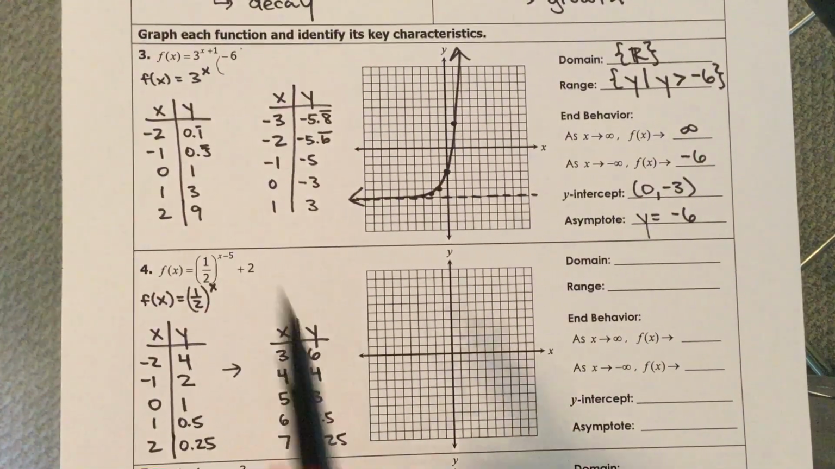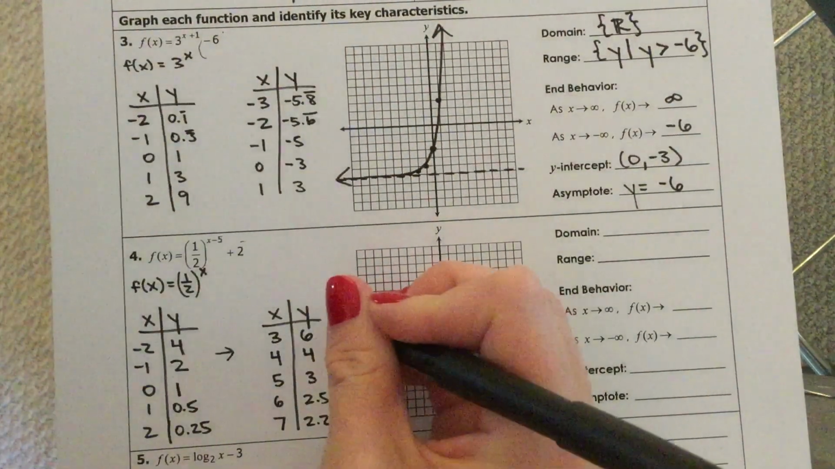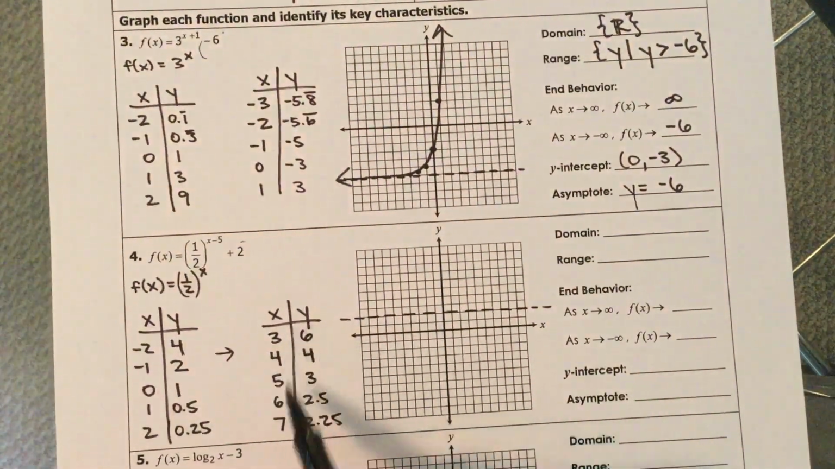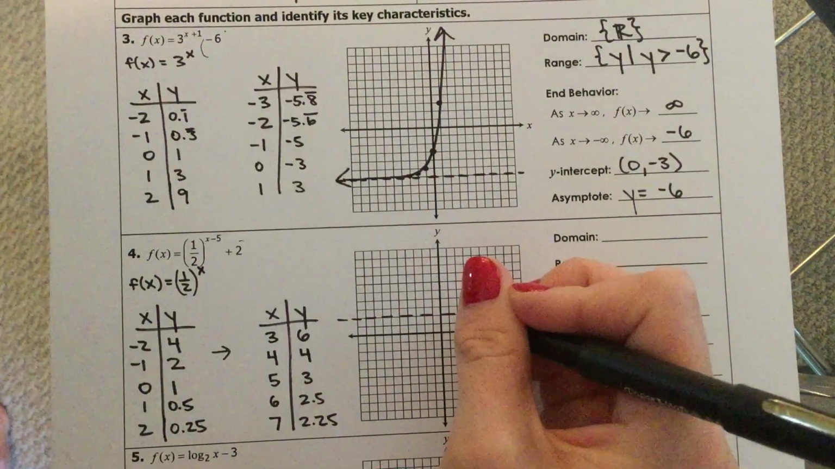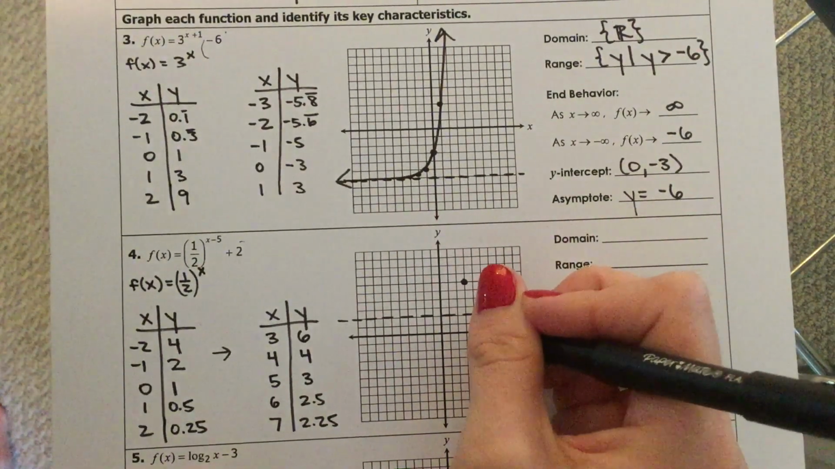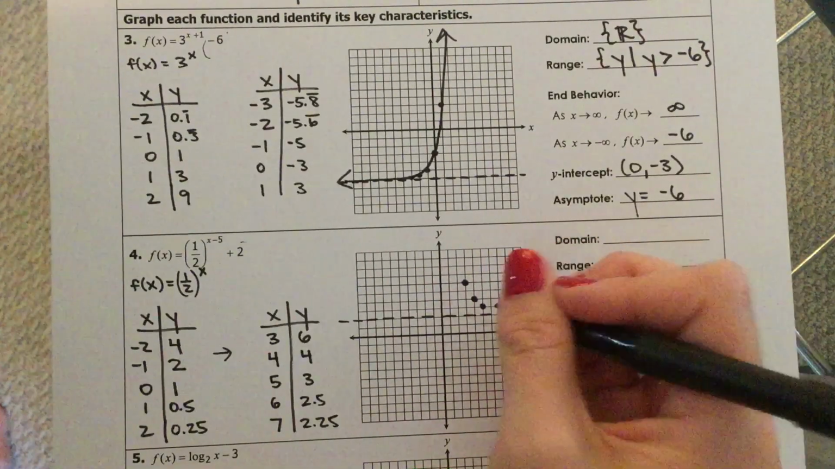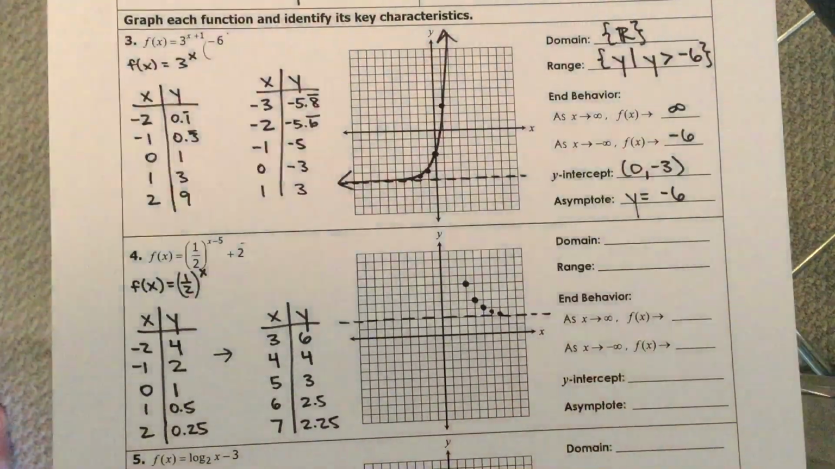So very first thing we need to plot is our horizontal asymptote, which always matches this value right here. So we plot that as our dotted line. And then we're going to plot these 5 points. So 3, 6, it's right there. 4, 4, 5, 3, 6 and 2.5, and then 7 and 2.25.